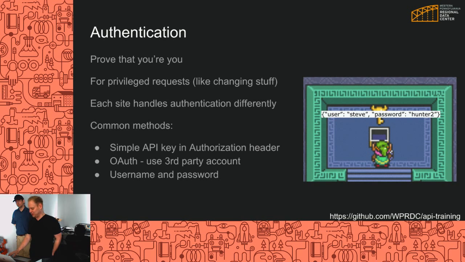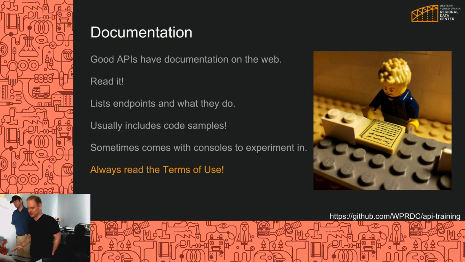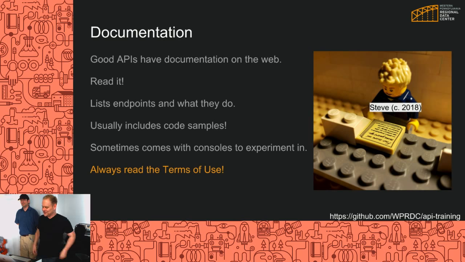which leads us to the next slide, and probably the most important thing, documentation. Once again, this is me from this year, reading some documentation. All the good APIs have documentation on the web, and it's very important that you read it because otherwise it's just a shot in the dark of what you're doing. In the documentation, it will list all of the endpoints, what they do, what kind of information you can send to it, and what you can expect to get back.